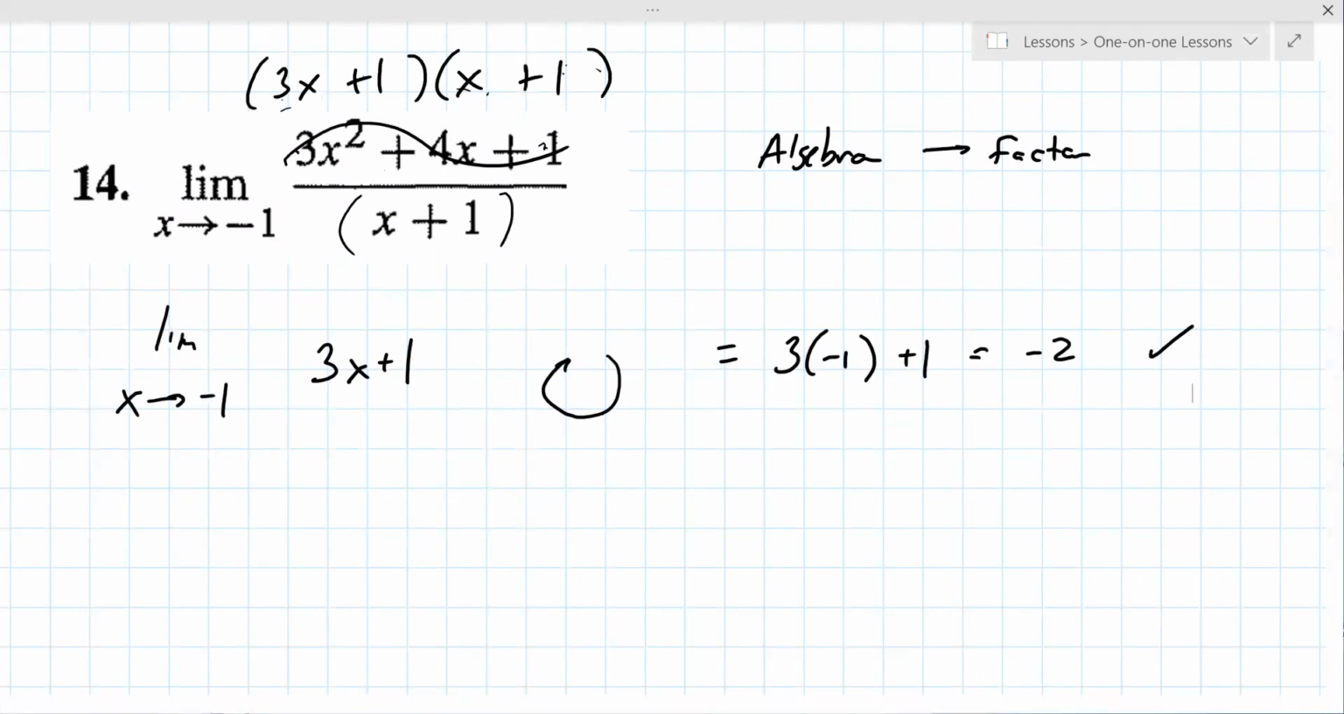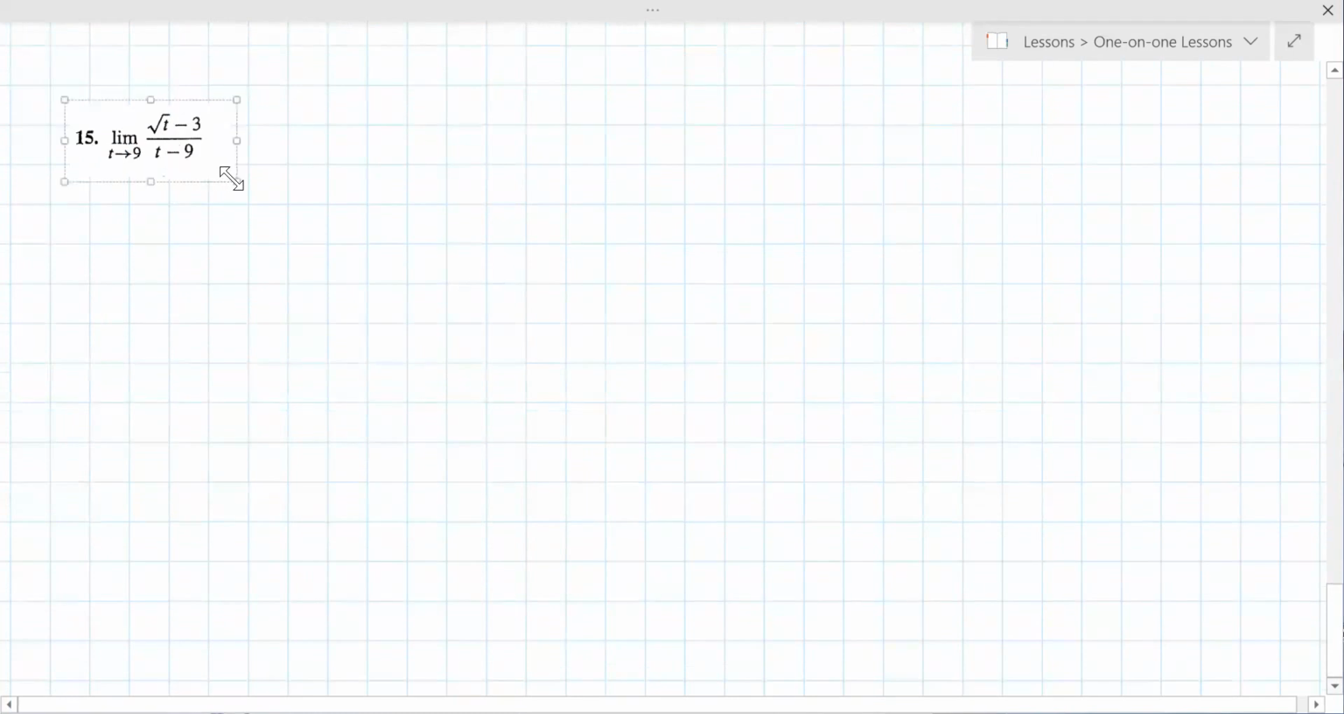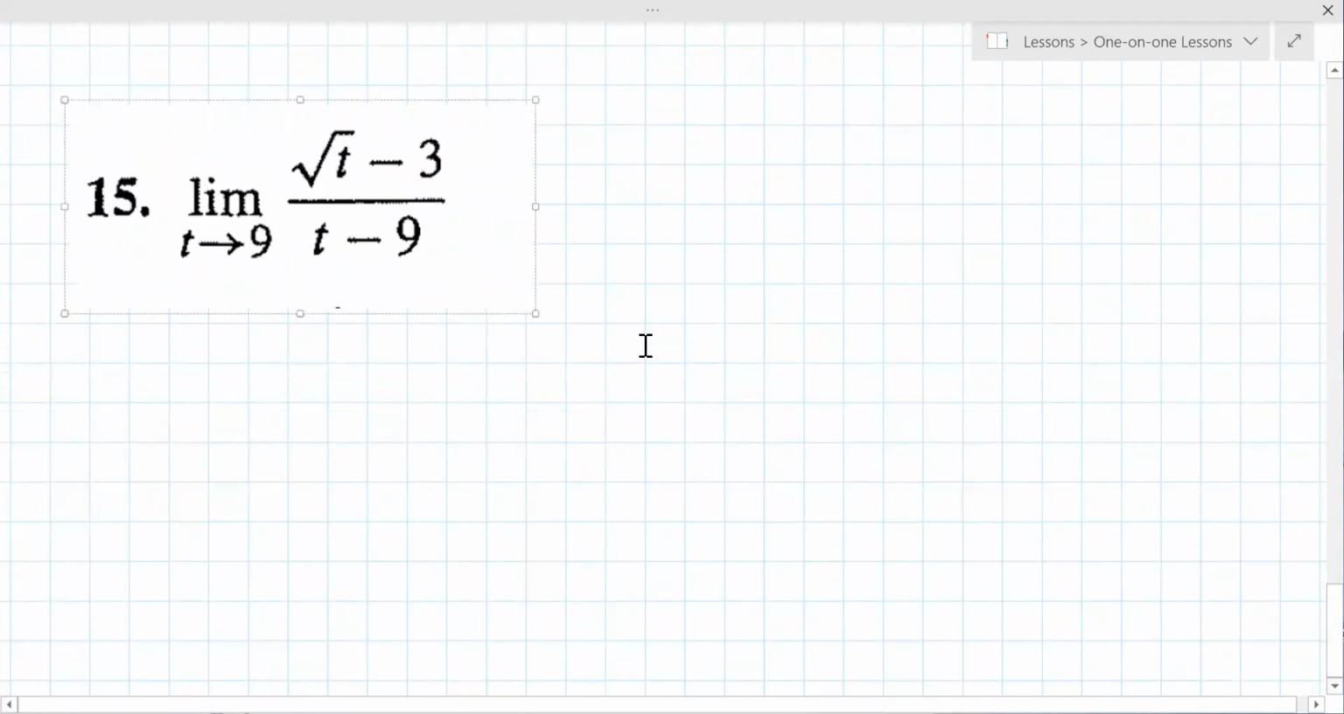Okay. And then we should do one like 15 or 16. I probably have to do them both, but 15 is probably a better starter problem to do on these. If you put 9 into the bottom or the top, you get 0 over 0, and that's bad. Like that doesn't work.